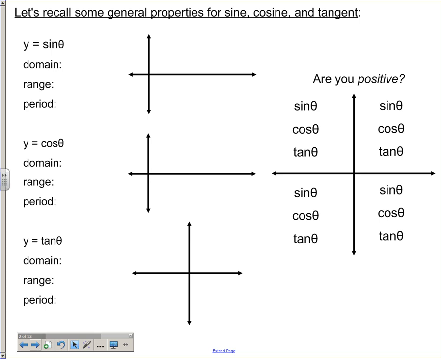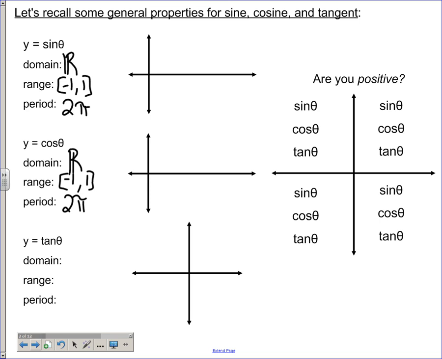So a quick review, we're going to recall some general properties. On the left-hand side, you see our main three trig functions. I want to write the domain, range, and the period for each of those. The domain for sine and cosine is just all real numbers. We can plug in any value for our angle, and we'll get out a value which ranges between -1 and 1. Those functions oscillate between -1 and 1, inclusive. The period for sine and cosine, they repeat every trip around the unit circle, and one full time around the unit circle is 2 pi. So our period for cosine and sine is 2 pi.